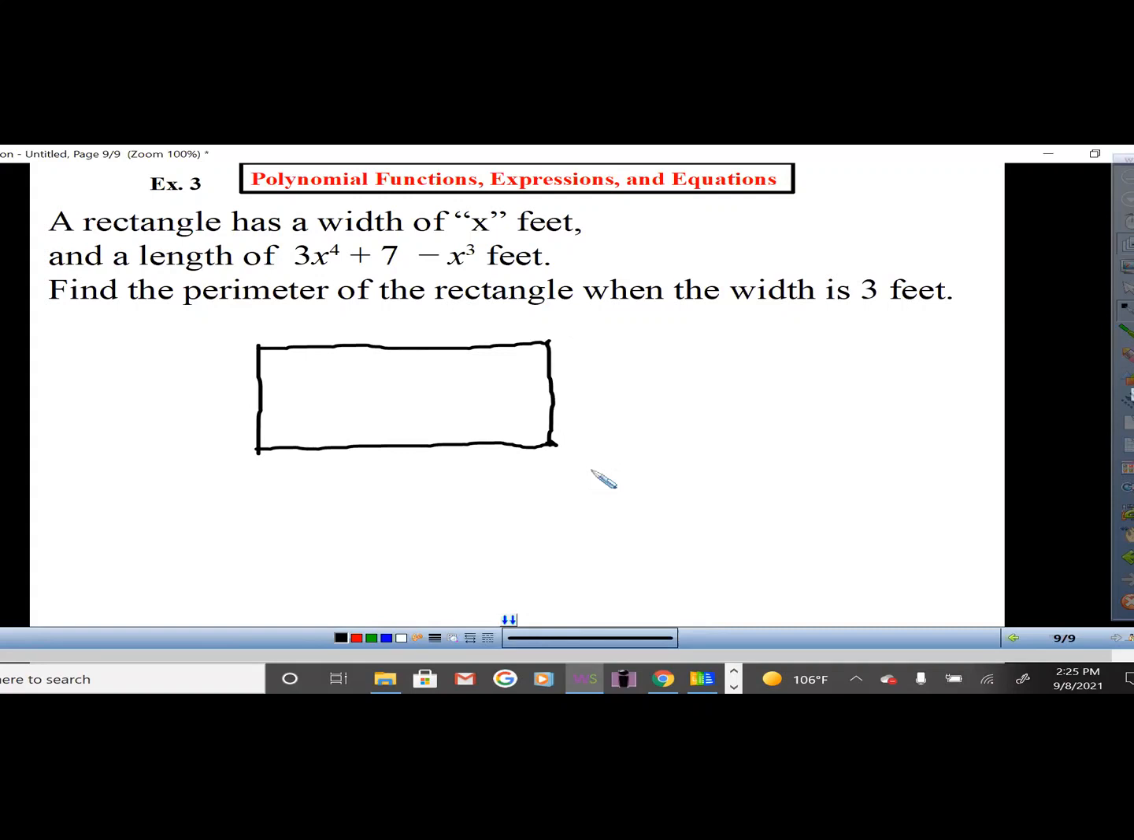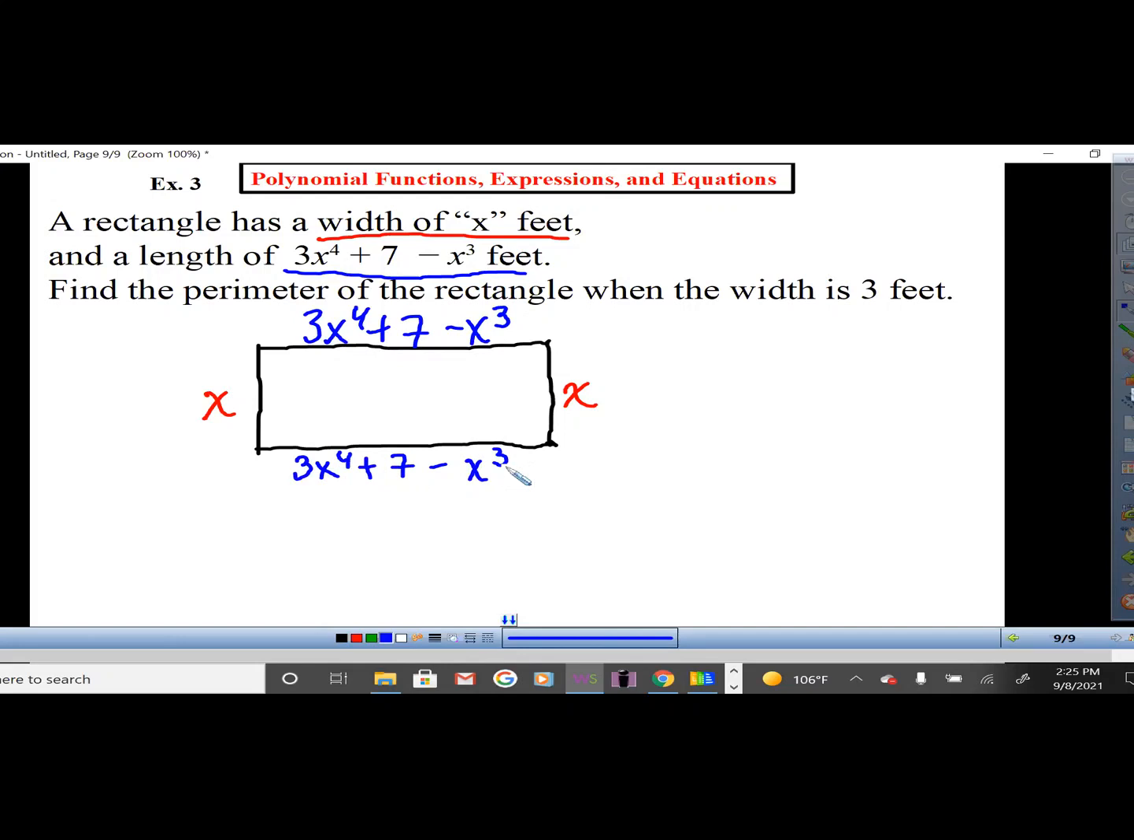The second thing we should do when we have word problems, aside from drawing pictures, is label the information given. So what information do they give us? The width, I'm going to do that in red. The width is x. So I'm going to label this x and x. And the length, I'm going to do that in blue, is 3x to the 4th plus 7 minus x cubed. Okay. So now we covered the first part of the problem.